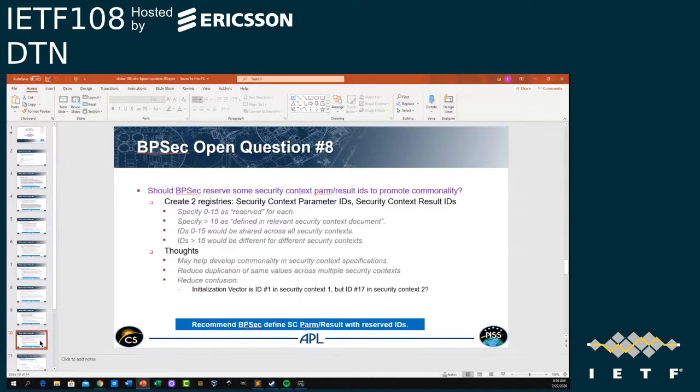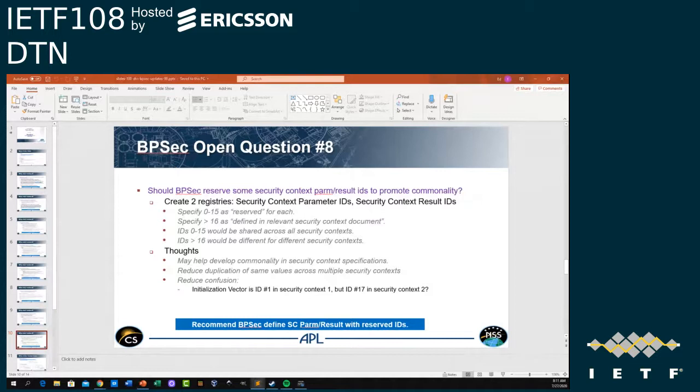And then the last is, should BPSec reserve some common security context parameter and result IDs? In BPSec, currently, it says that the definition of that mapping key value of security results and key value mapping of parameter IDs is solely in the auspices of the security context itself. So security context 1, parameter 1 could be different than security context 2, parameter 1. And the question was, is there value in reserving a couple of IDs at the front that would be common for all security contexts or not, such that you could say, for example, IDs 0 to 15 must be interpreted the same for all security contexts in BPSec, but once you get to 16 and greater, it would be based on whatever the specific context is.